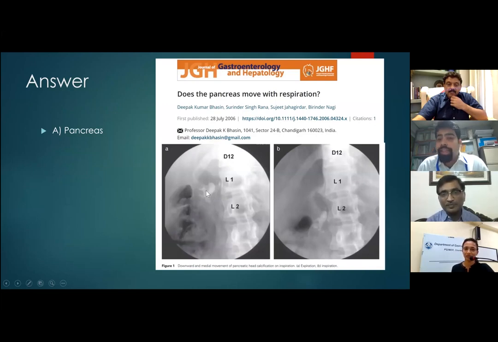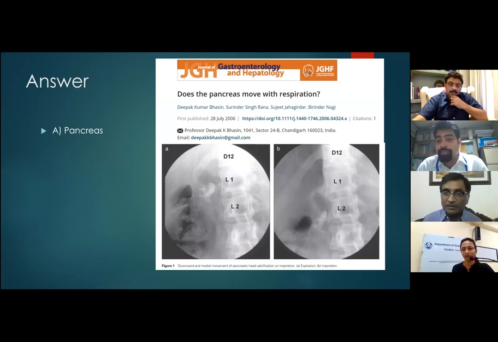And in their series of around 25 patients, they have shown that you can see here the pancreatic calcification at the end expiration lying at L1 level moves down almost around 3.5 centimeters to the maximum to the lower vertebra. So I think this was a very interesting study and goes against the traditional teaching that pancreatic masses are fixed.